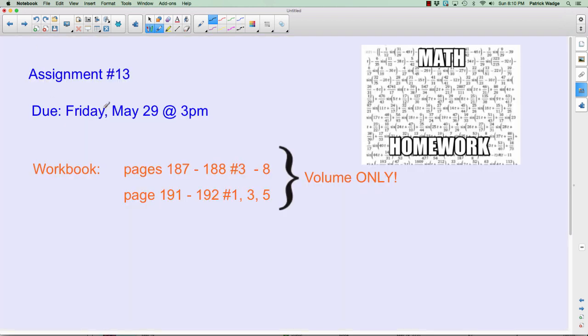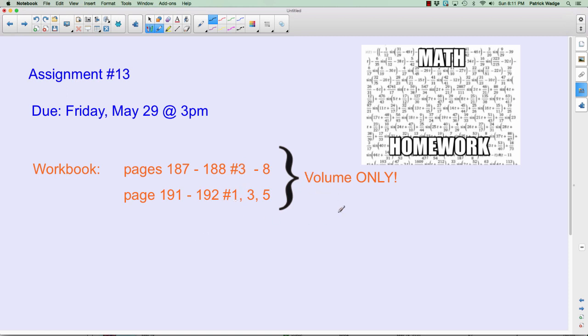So here's your assignment. Number 13, it's due this Friday at 3 p.m. We're going to do this in 2 sections. There are no A's and B's, so don't worry about that. On page 187 to 188, you're going to do 3, 4, 5, 6, 7, 8. 6 of them there. And then on page 191 and 192, you're going to do 1, 3, 5. 3 of them there. Grand total of 9 of them.